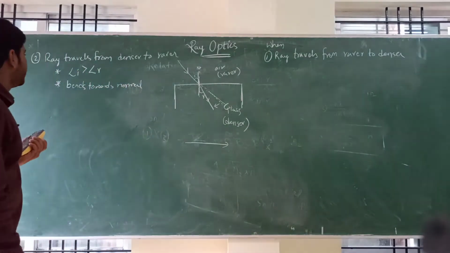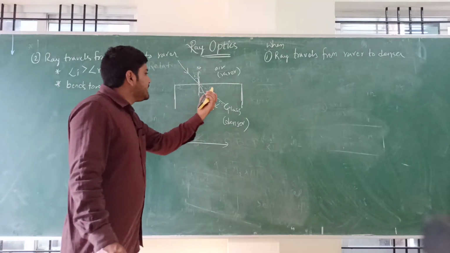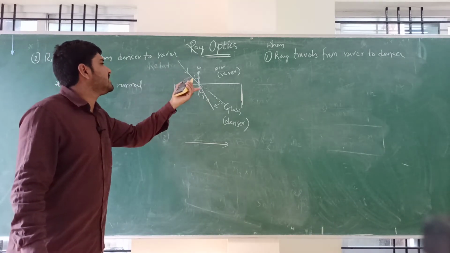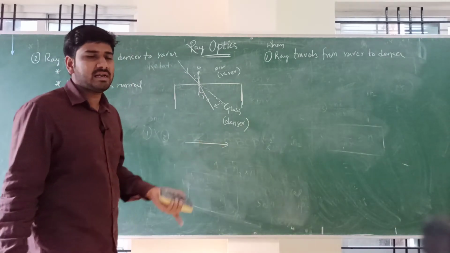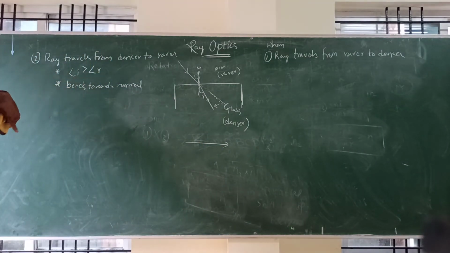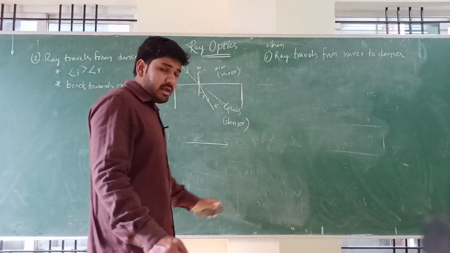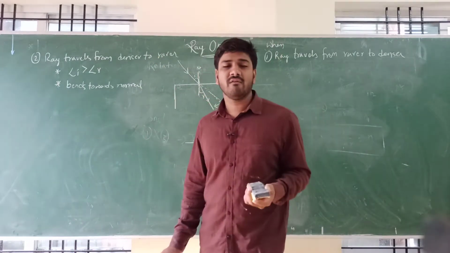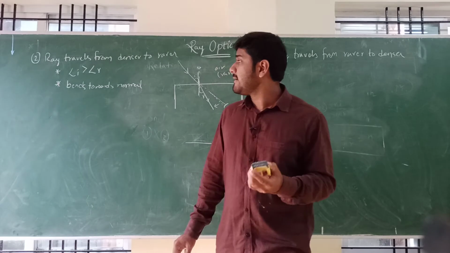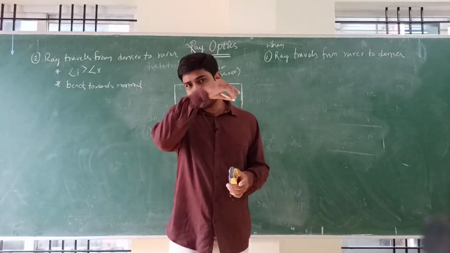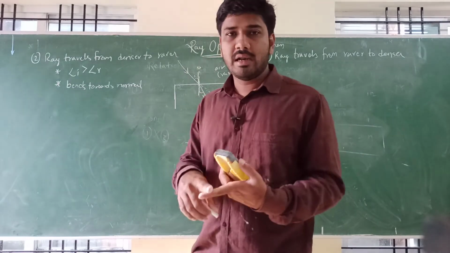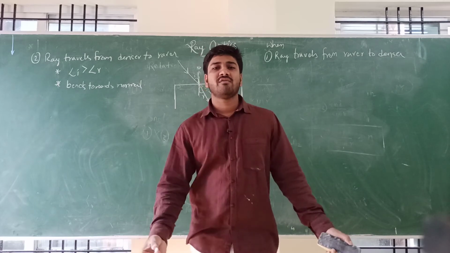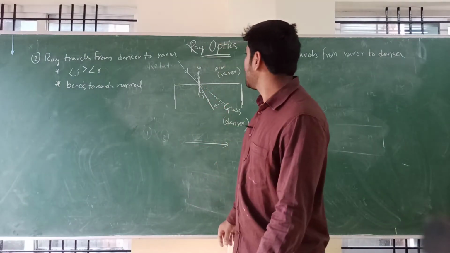Okay, right. And finally, if the ray is bending towards the normal, then the angle of refraction is less than the angle of incidence, or the angle of incidence is greater than the angle of refraction. So these are the 2 points to remember. When the ray is traveling from rarer to denser medium, there are 2 points to remember. First, the angle of incidence is greater than the angle of refraction, and the second, it will bend towards the normal. These two are related. See here, when the ray bends towards the normal, then definitely the angle of refraction will be less than the angle of incidence.